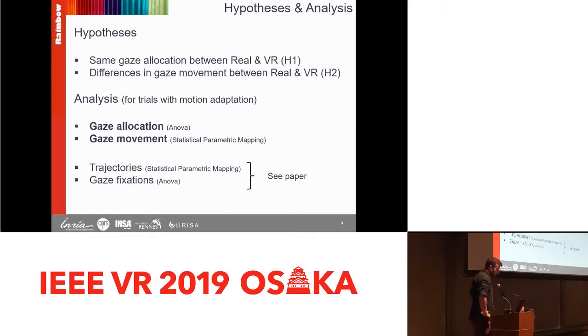Regarding our hypothesis, the task is the same in the five conditions, so we expect that people will look at the elements of the scene in the same proportion. However, as you have seen, we have different fields of view and peripheral vision for the displays. So we suppose that there will be differences in gaze movement between VR and the real environment. To look at this, we look at the gaze allocation, which is the proportion of time we spend on each element of the scene, and the gaze movement, and I represent these two variables. We also looked at trajectories and gaze fixation, and they are in the paper.